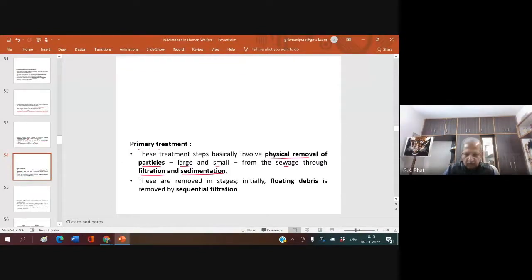What is done? The sewage water is made to flow. When it is flowing for some distance, solid particles start getting settled at the bottom, and the light particles start floating. All these floating ones are removed by filtration, and the solid ones are made to undergo sedimentation. So this is the primary treatment.